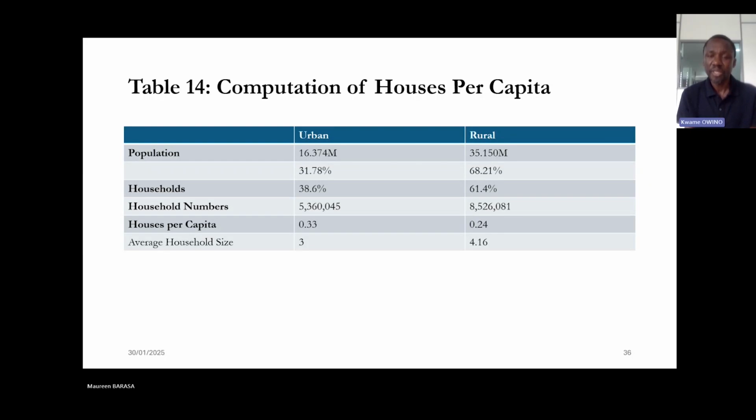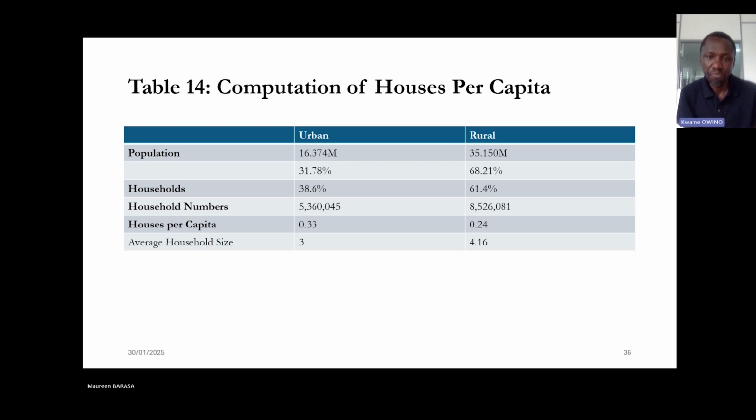While 31% of the population are based in urban areas, 38% of all the houses are in urban areas, suggesting almost immediately that urban areas will have fewer people per house, because there are more houses for a smaller number of people. So you can see on the other side, 68% of the population live in 61% of the houses, suggesting that something about urban density informs that there are many more houses in urban areas per person. And you can see that from houses per capita.